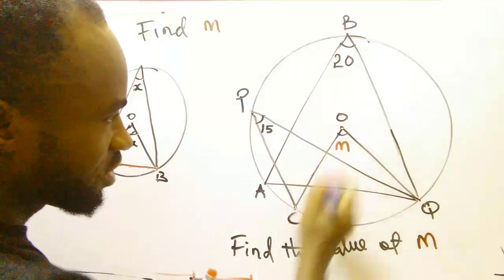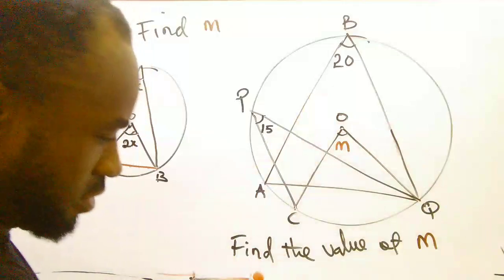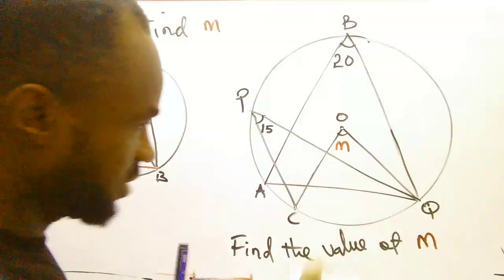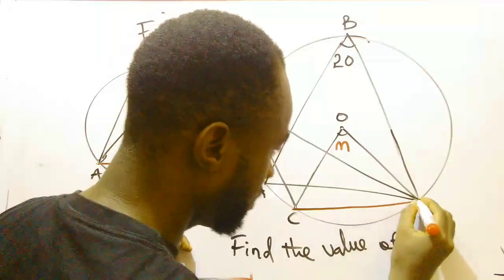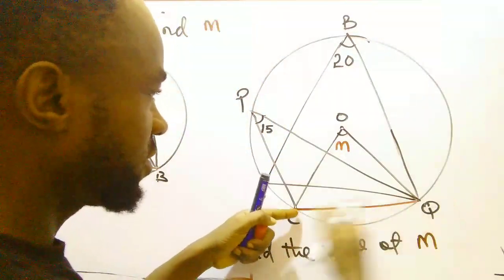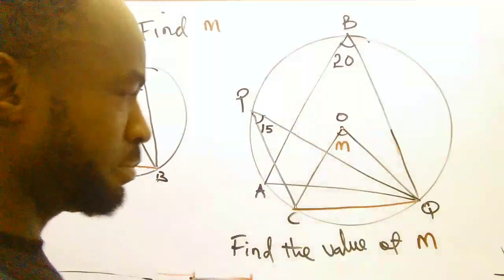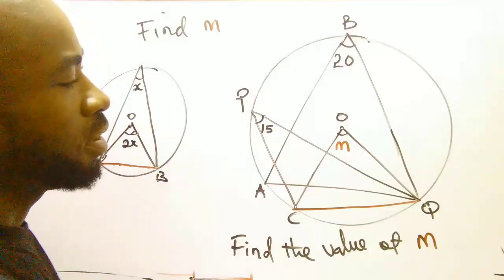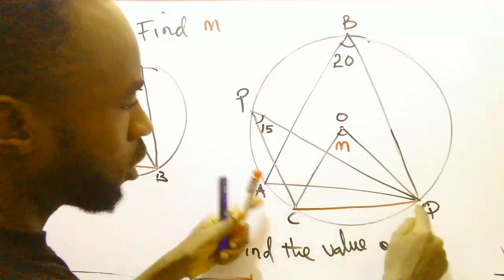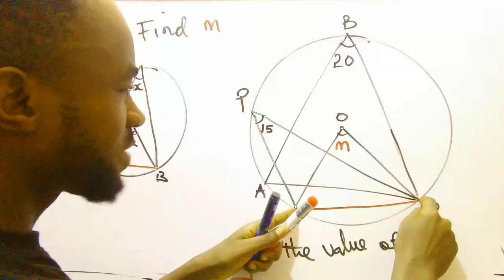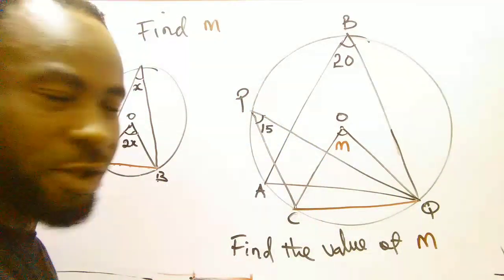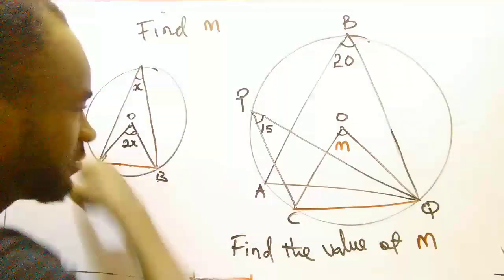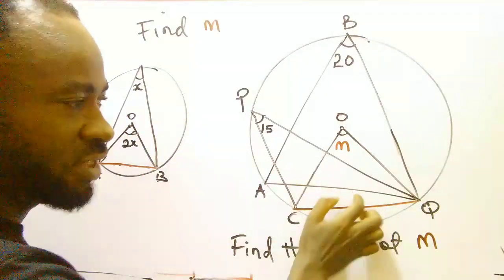The chord that is subtending this angle M is this chord CQ. Let me join it. If I join this Q and C, it is this chord that is subtending angle M. Now, this same chord is subtending another angle here, and that is 15. So this theorem that I've just explained works for this.